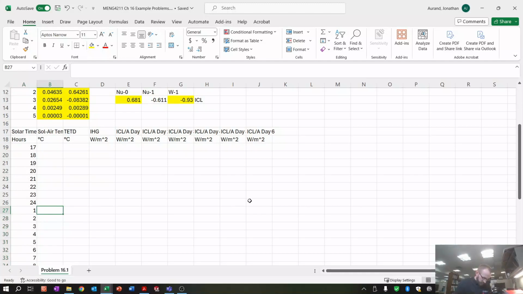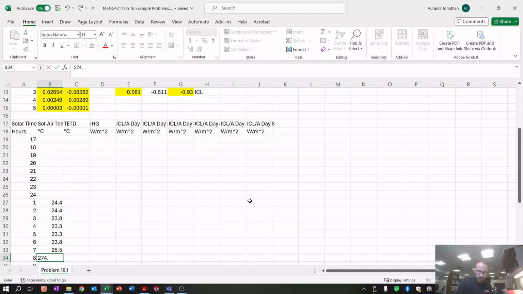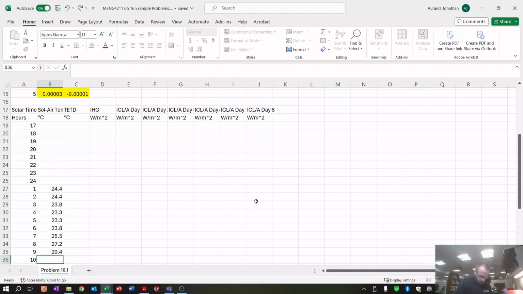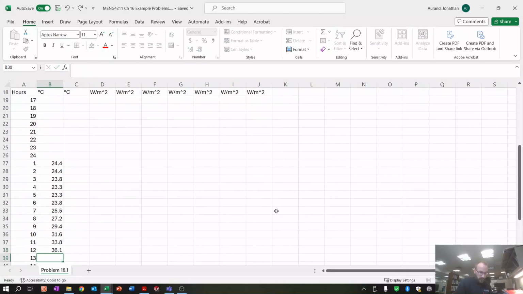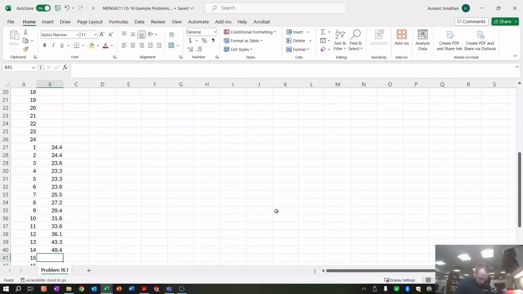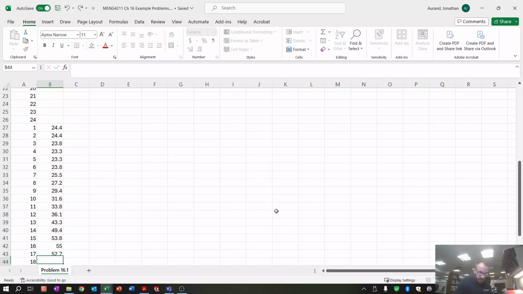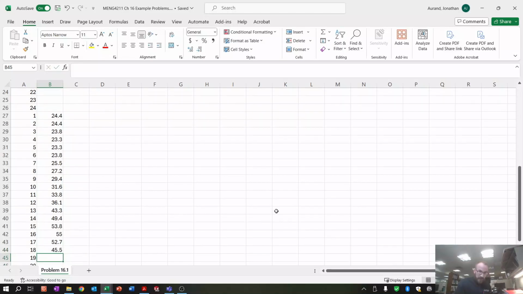So now I'm just transcribing the table for west facing 1 o'clock. We're at 24.4, 24.4, 23.8, 23.3, 23.3, 23.8. So I should be at 6 o'clock. Fantastic. 25.5, 27.2, 29.4, 31.6, 33.8, 36.1. So that should be 12 o'clock. Yes. 43.3, 49.4, 53.8, 55, 52.7, 45.5. So that should be 1800.